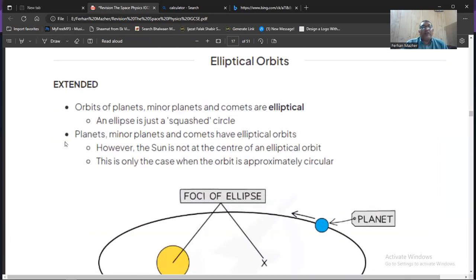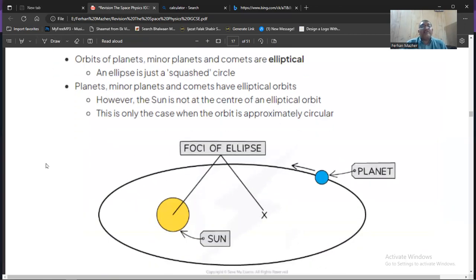Elliptical orbits. The orbits of the planets, minor planets, and comets are elliptical, and elliptical is just a squashed circle. However, the sun is not at the center of an elliptical orbit. This is only the case when the orbit is approximately circular. You see, this is the ellipse. So this is a focus, and this is also a focus. The sun is normally on one of the focuses.